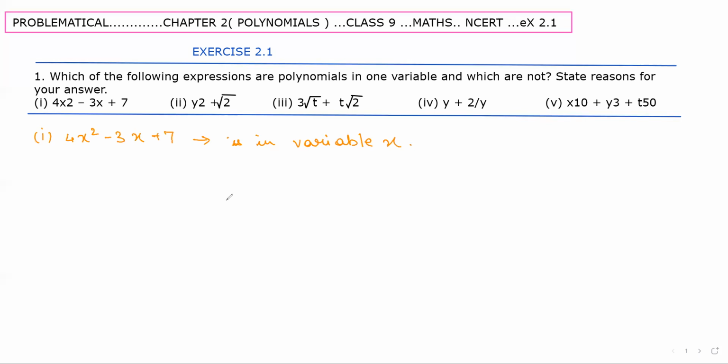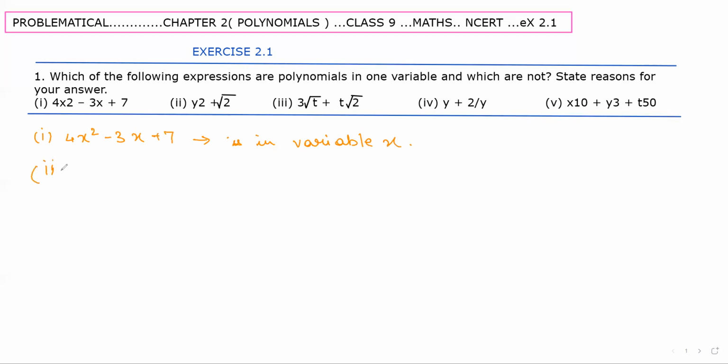So this is definitely in a single variable x. Second, state reasons for your answer. Now you have to justify why do you think that x is the only variable. So it is fairly simple by observation. Since all the terms contain only a single variable x, hence it is a polynomial in a single variable x.